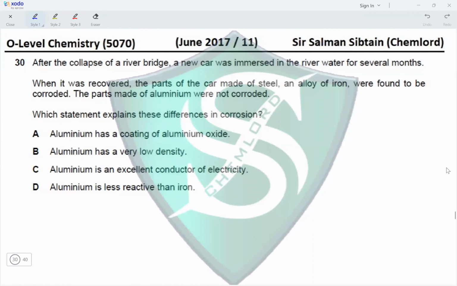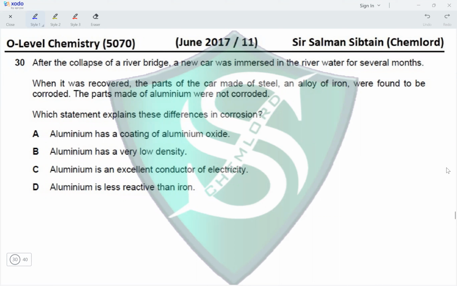Question 30. After the collapse of a river bridge, a new car was immersed in the river water for several months. When it was recovered, the parts of the car made of steel and alloy of iron were found to be corroded. The parts made of aluminum were not corroded. Which statement explains these differences in corrosion?